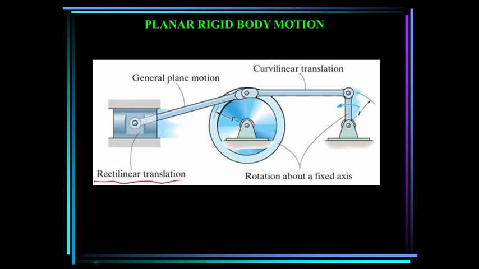Here's rectilinear translation. This piston moves back and forth in one direction only inside the cylinder. This pulley right here is moving around a fixed axis that you see here. This linkage right here is undergoing curvilinear translation. You notice that the radius of this crank and the pulley are the same. So there's no rotation of this link, but it is translating. And this link here is undergoing general planar motion. It is both rotating and translating.